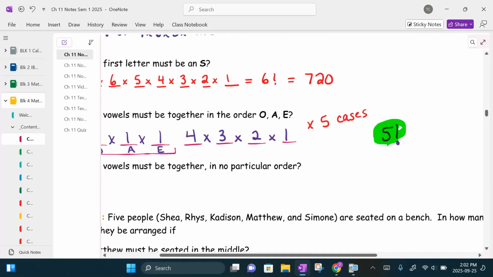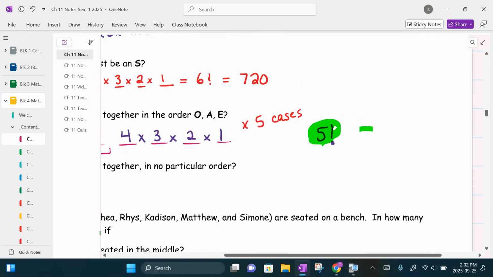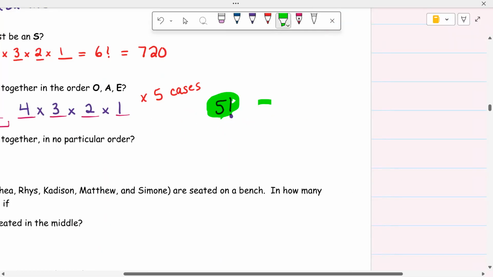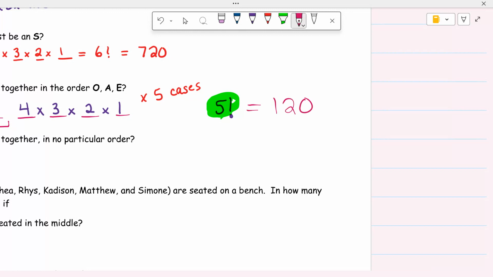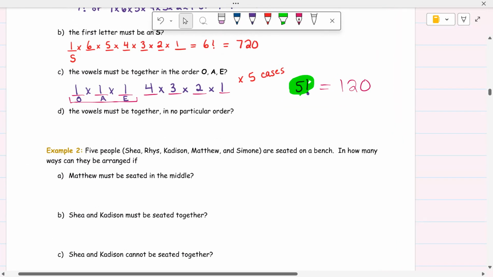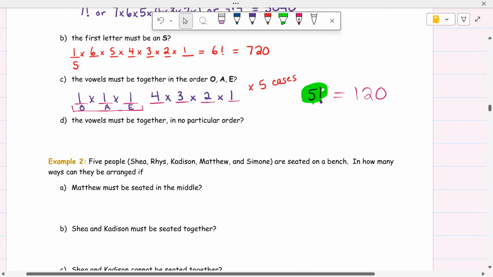120. So this is one of our new restrictions we're doing today, guys, is when I put objects together where they can't separate. Okay, so think of them now as its own tile that has to move together.